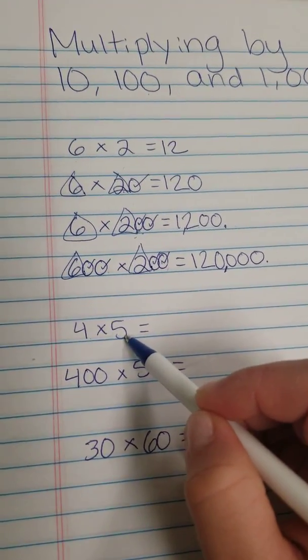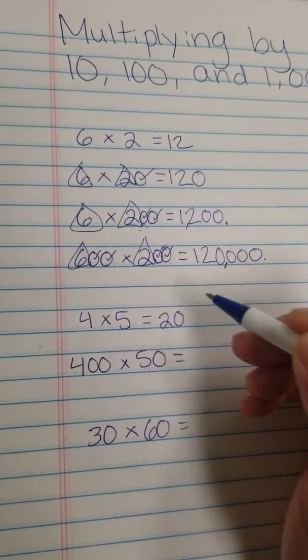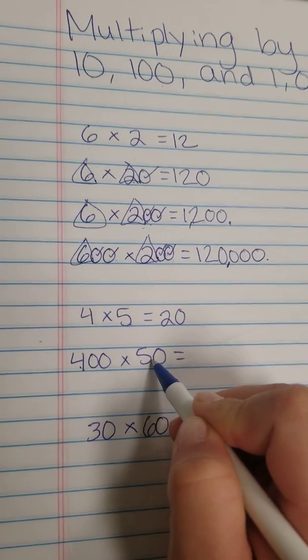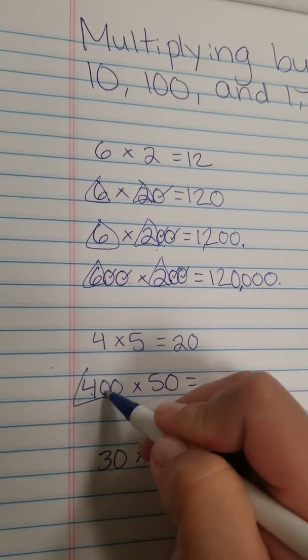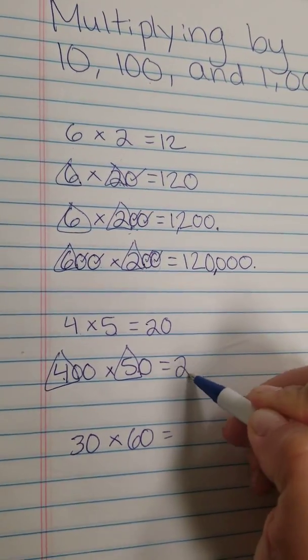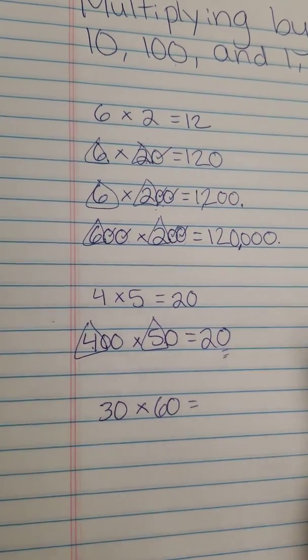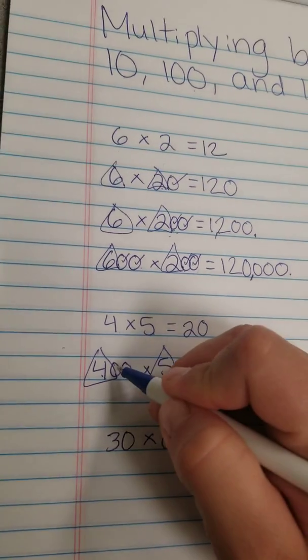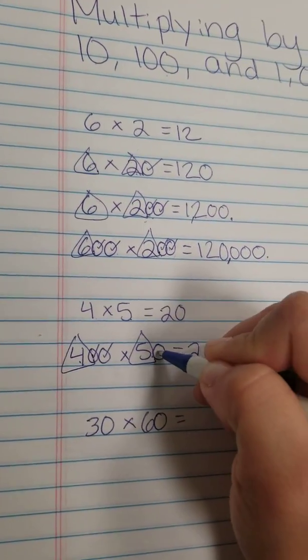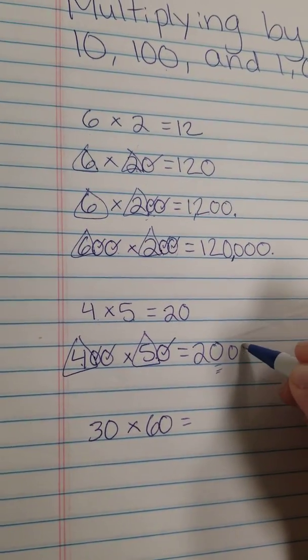Again, if we know what 4 times 5 is, then we know what 400 times 50 is. We do 4 times 5. Notice there's that 0 there. That's okay, because 4 times 5 is 20. Now we want to put on 1, 2, 3 zeros on the end.